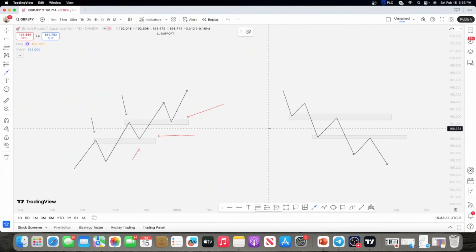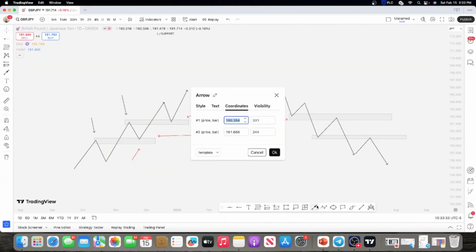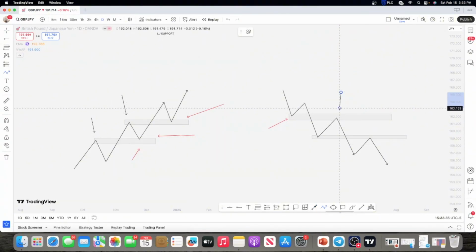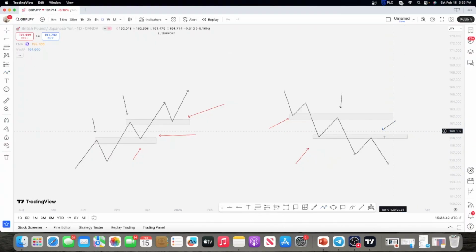So in this case, support is now going to turn into an area of resistance. Support turns into what? Resistance, right? And then obviously it just continues heading to the downside until there is a switch of structure from bullish to bearish or from bearish to bullish.